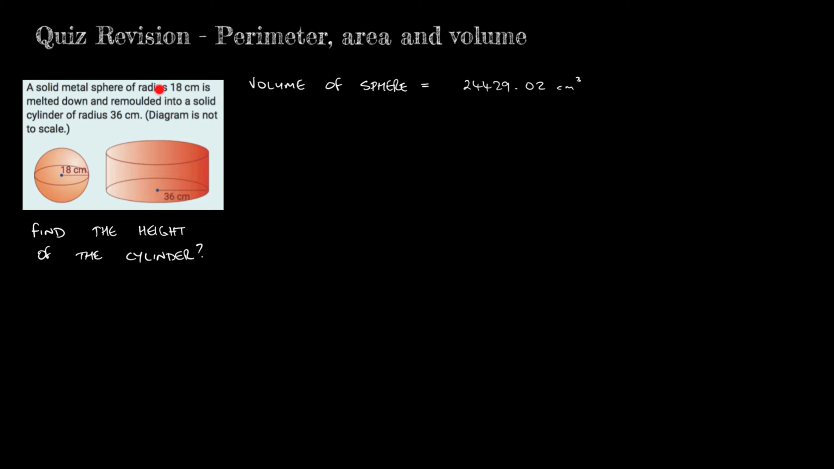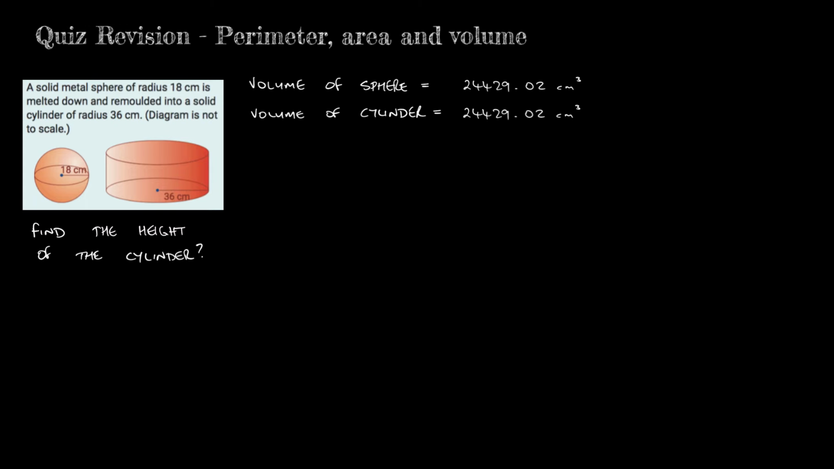A solid metal sphere of radius 18 centimeters is melted down and remolded into a solid cylinder of radius 36. So we were told that the volume is obviously the same. So the volume of the sphere, if it's melted down and cast into this, the volume of this is also going to be this. So the volume of the cylinder will obviously be the exact same.